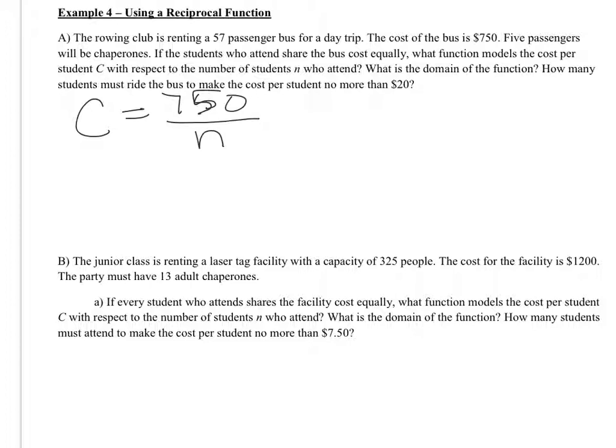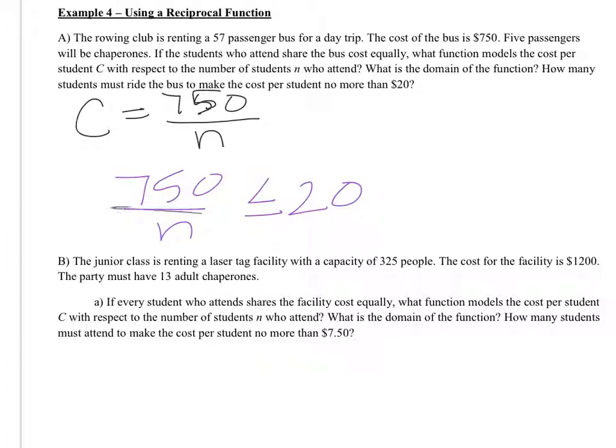52 students. So my question is saying, how many people do we have to get on that bus so the students have to pay no more than $20? So this is my equation, the 750 divided by number of students. We don't want them to pay more than $20. So less than or equal to 20.